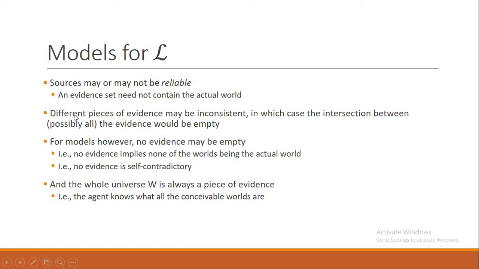And as I've stated, a piece of evidence may not be empty. It may not be inconsistent with itself. But different pieces of evidence may be inconsistent with one another, in which case the intersection between the evidence would be empty. So if you have two pieces of evidence and their intersection is empty, then they somehow contradict each other. They both give us reason to believe that totally different, totally disjoint worlds may be the actual world.